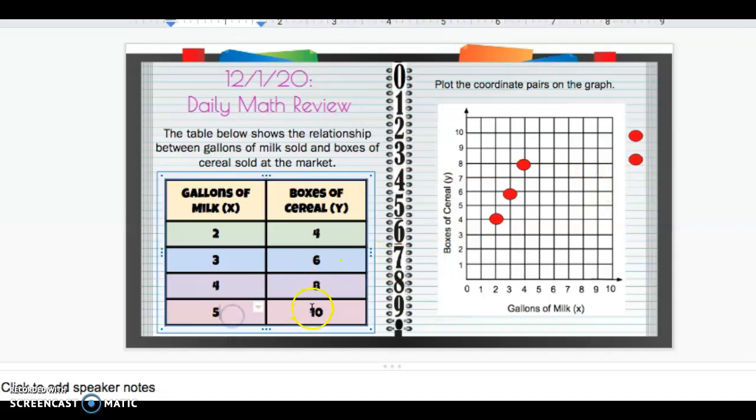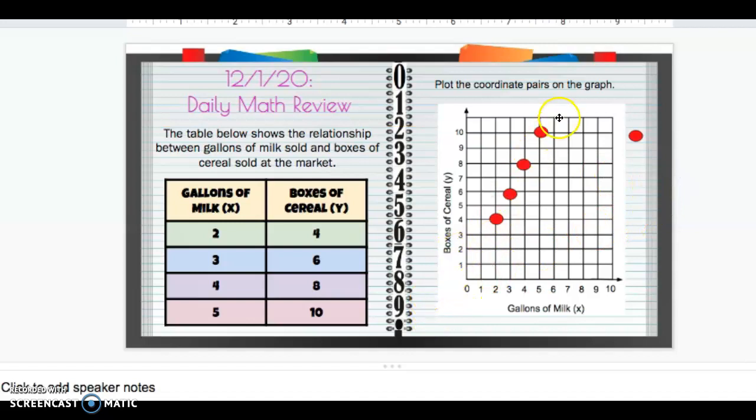Then you have 5, 10. So you start at your point of origin. You walk to your 5 and fly. Ooh, we don't want our circle to get bigger. Fly to your 10.